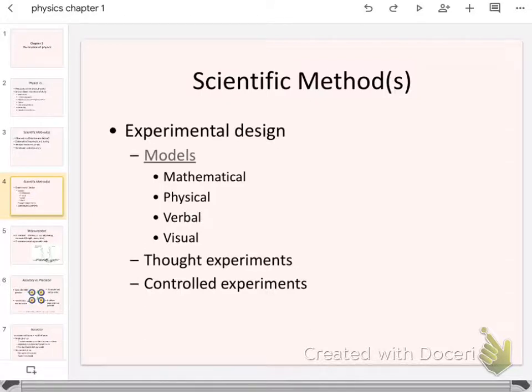So, if we wanted to test that understanding, we take an object of known mass, we apply a known force to it. Do we get the acceleration that is predicted by the model? If we do, then we can say that, yeah, our model is pretty good. We are doing experimental design that tests a mathematical model. We can do experimental design that tests a physical model too.